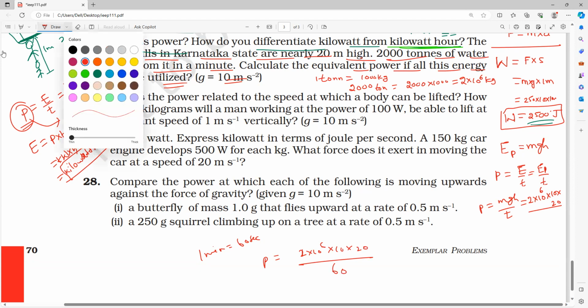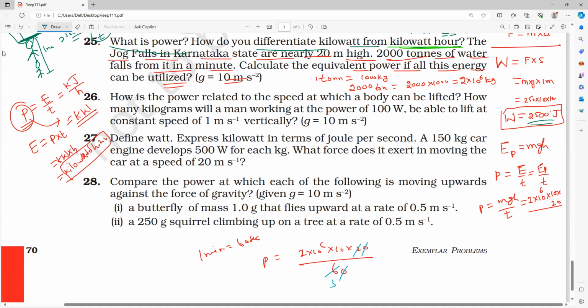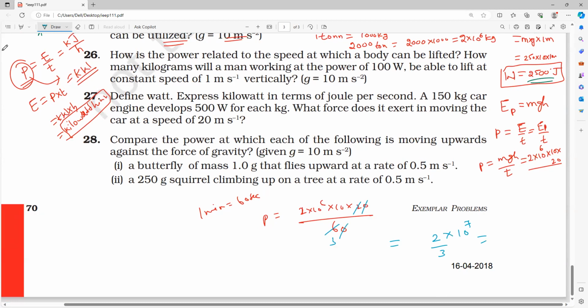So you can cancel out. The zeros get cancelled, and 2 ones are 2, 2 threes are 6. Then we get 2 into 10 power 6 plus 1, that is 10 power 7 divided by 3. 2 by 3 means 0.6. Very good. So 0.6 into 10 power 7. Power means watt. So writing this decimal differently, it is 6 into 10 power 6 watts.